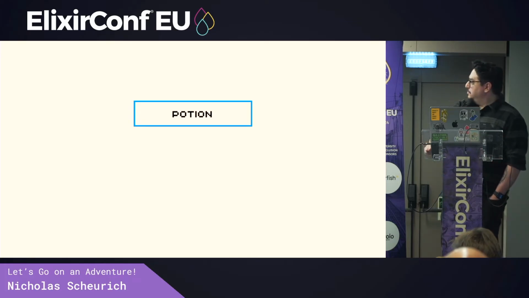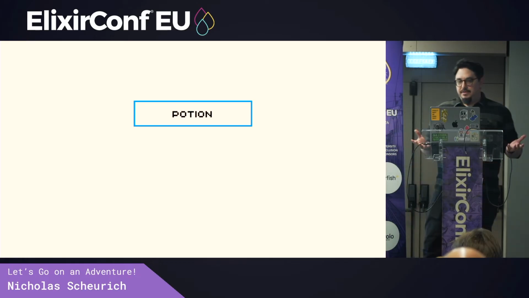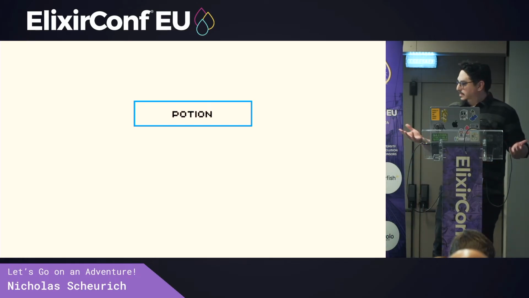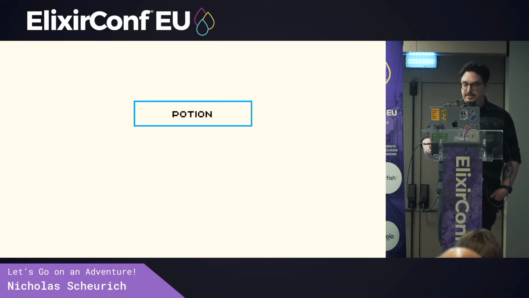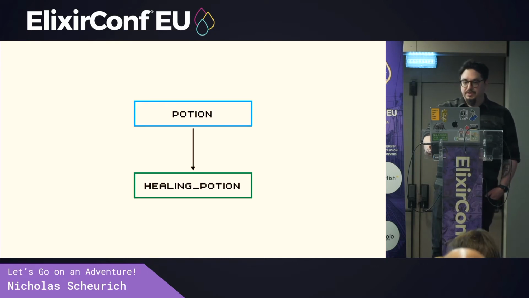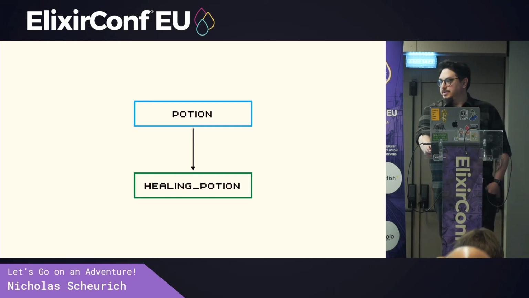Okay, so imagine you are modeling a potion in your world, something that the adventurer can drink. So you might have some set of behaviors around being able to drink the thing. And then you decide you want to create a healing potion, so something that you could drink that would also heal you. So you extend that behavior into something that you can drink and that will heal you.